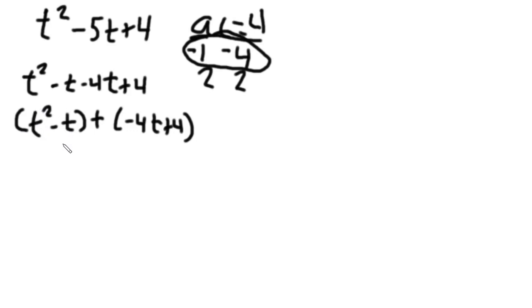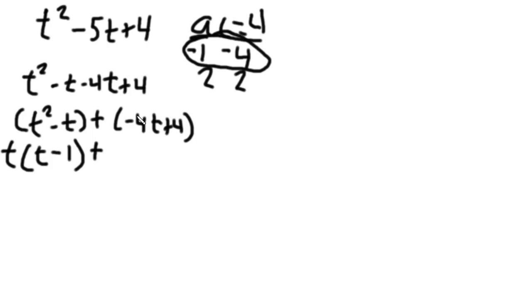Now at this point we want to factor out our common terms. In t squared and minus t, I have a t in common. To figure out what goes inside the parentheses, we're going to divide. t squared divided by t is t. t divided by t is 1. So I have a t minus 1 inside my parentheses.